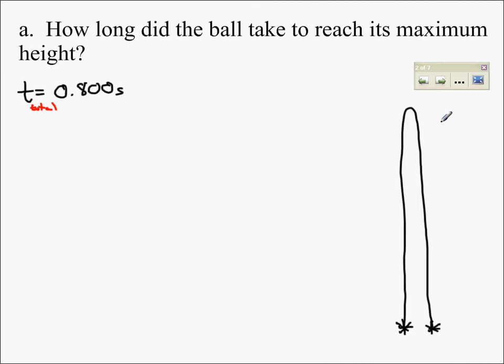It says how long did the ball take to reach its maximum height. So we just need to cut the total time in half. So t1/2 is 0.400 seconds. So just like you were doing on Friday with the air rocket lab.